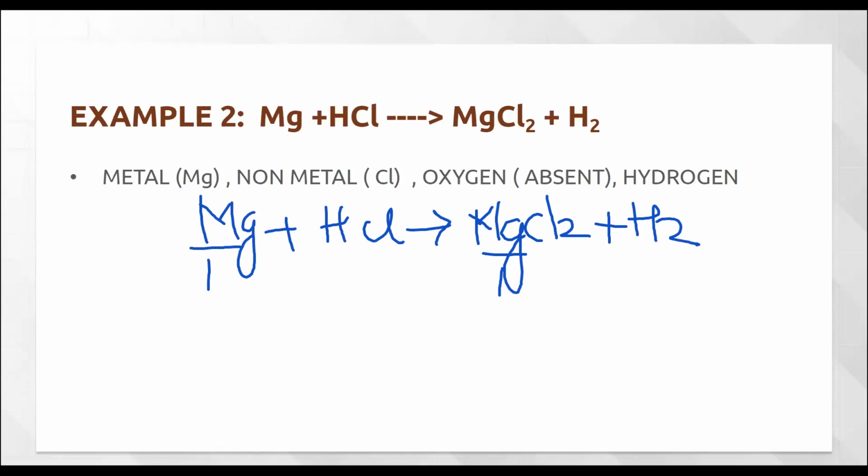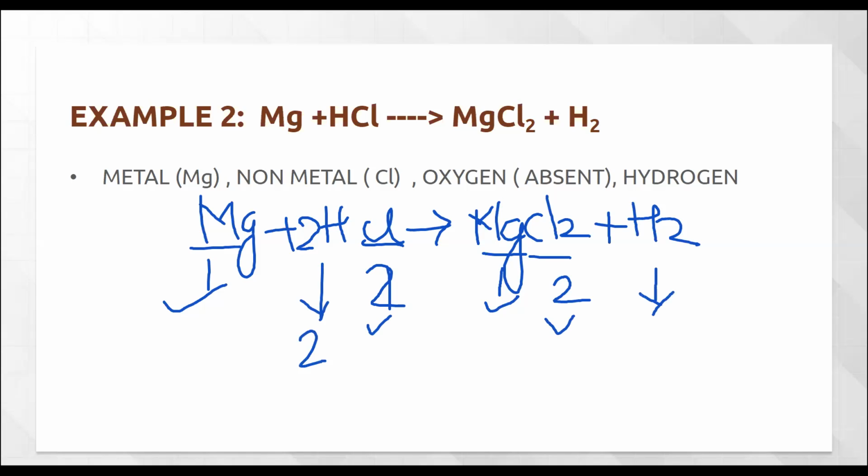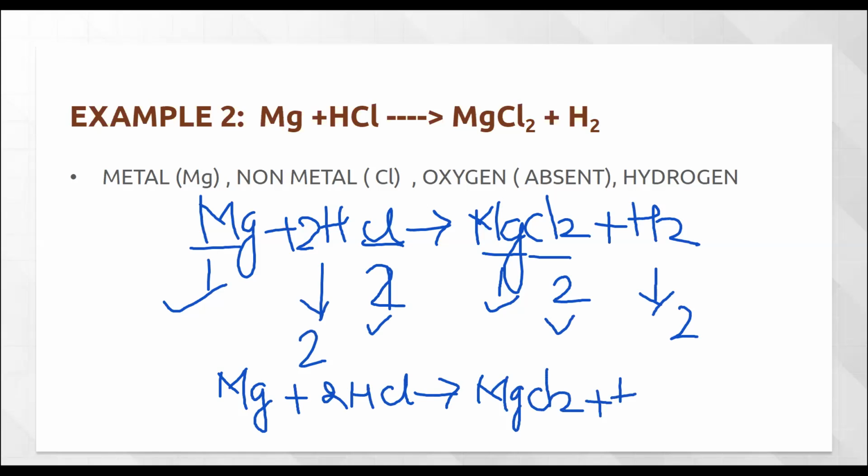Now first balance the magnesium: magnesium 1, magnesium 1. It is already balanced. Move to chlorine: chlorine 1, chlorine 2. It is not balanced. We will write 2 here. Now the number of chlorine atoms on both sides is 2. Again move to step 1, that is, check for metal: magnesium 1, magnesium 1. Step 2, chlorine 2, chlorine 2. Now moving to step 3, as oxygen is not present, we'll move to step 4: hydrogen 2 and hydrogen 2. So this equation is balanced, and its balanced chemical equation will be given as Mg plus 2HCl gives MgCl2 plus H2.